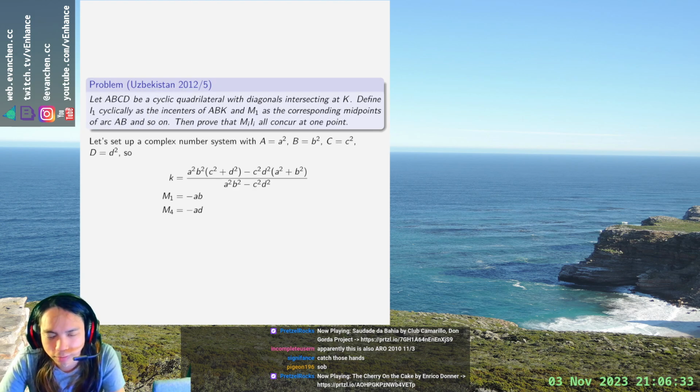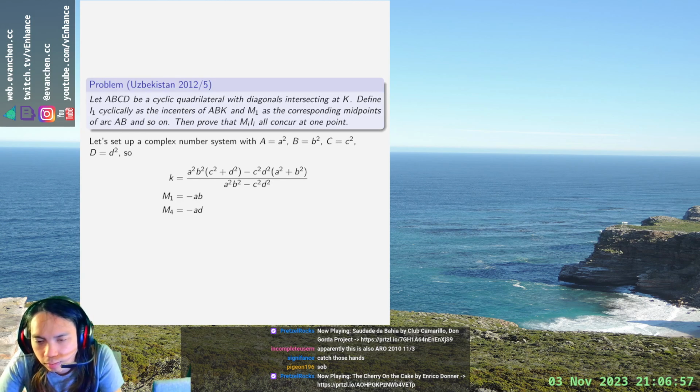So A squared... Oh god, I'm way too old for this. A squared minus BC and minus B squared. M4 is minus AD. And A squared minus BC minus B squared minus AD.